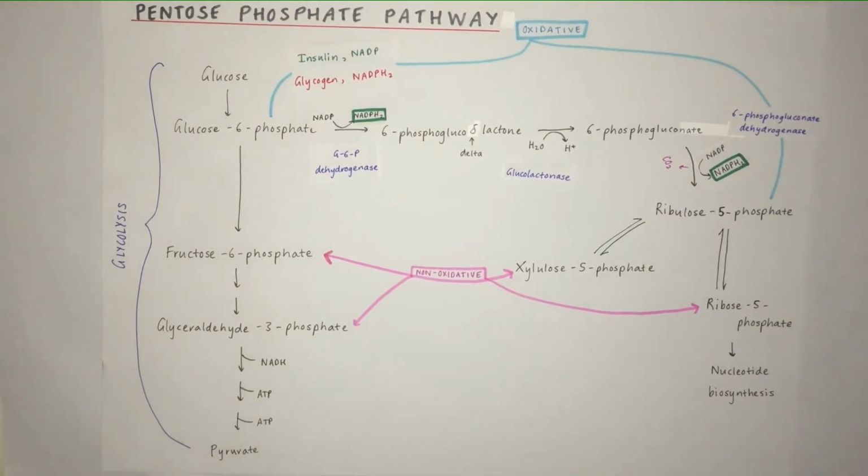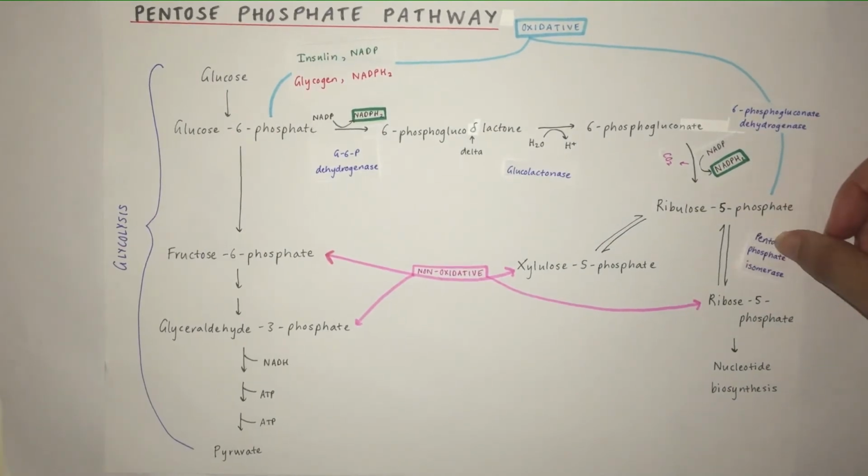So that's the oxidative pentose phosphate pathway. There's more to it when you go to non-oxidative, such as ribulose 5-phosphate becoming ribose 5-phosphate by the enzyme pentose phosphate isomerase. And this ribose 5-phosphate produced by this reaction can then go into nucleotide biosynthesis. And there's more pathways in the pink arrows rather, that is going on.